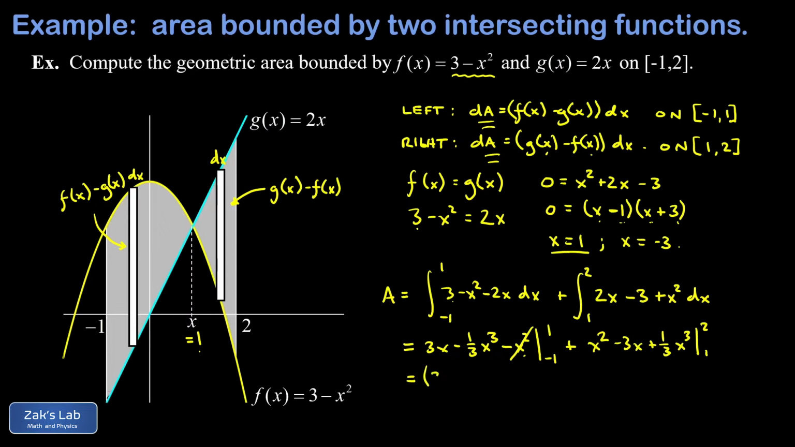So we'll sub in the upper limit here in the first expression, and 3 times 1 is 3, so I have a 3. Minus 1/3, because 1 cubed is just 1. Subtract what you get in the lower limit, which is going to give me 3 times -1, or -3. And then -1 cubed is -1, so I have a plus 1/3. In the second expression, I sub in the upper limit, and I end up with 4 minus 6 plus 1/3 times 2 cubed, in other words, 8/3. And then for my lower limit, I plug in 1, and I end up with 1 minus 3 plus a third.